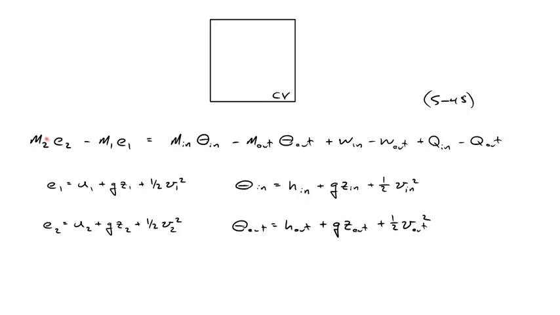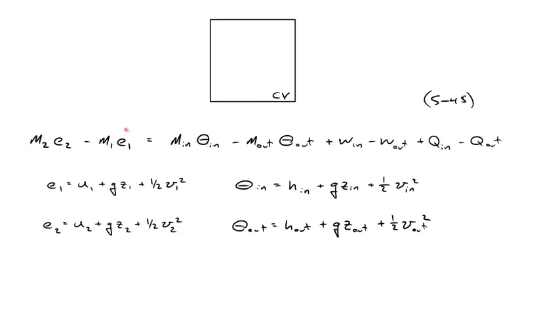This is in the form of equation 545, and all it's saying is that the change in the total amount of energy within the control volume is equal to the mass within the control volume times its energy per unit mass, so m2 times e2, minus the amount of energy that was originally within the control volume associated with the mass. So this would be the initial mass times its specific energy.